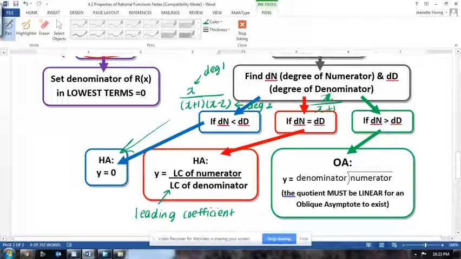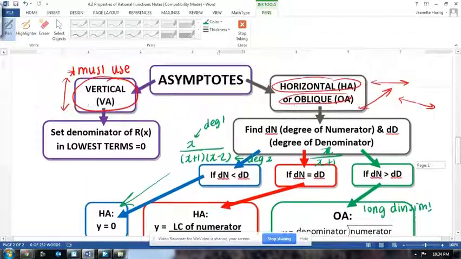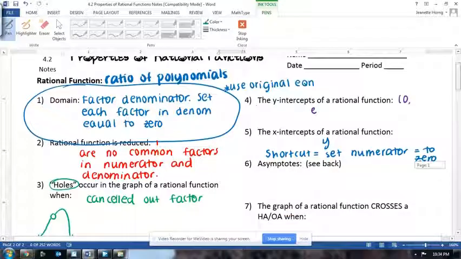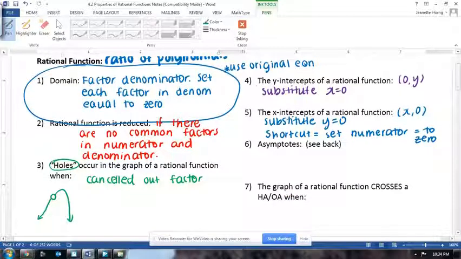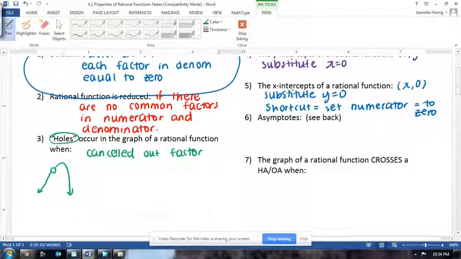Last option would be if the degree of your numerator is greater than the degree of your denominator. This is when you have to do long division. I'm going to write that down. Okay, so you have to long divide. It's basically when you have, let's say you have an x squared on the top, you have an x on the bottom, you can actually long divide it. Your quotient has to be linear for your oblique asymptote to actually exist, which those will be the only examples that we'll actually do in class. So that would be the asymptotes on the back, very complicated. You're going to need to look at that flow chart pretty often and keep using it until you start getting used to it and figure out which one yields what.